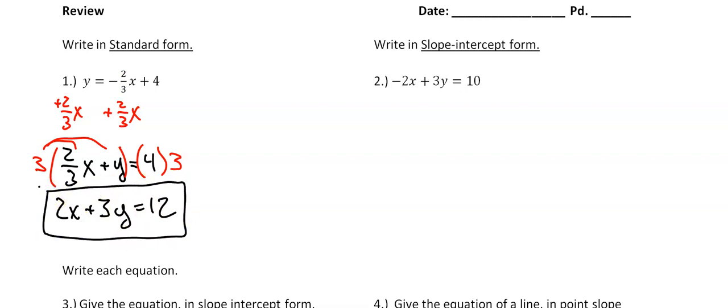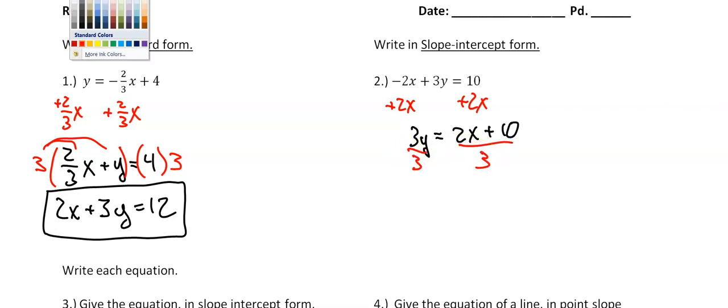The next one asks me to write this one in slope-intercept form. Slope-intercept form, anytime, no matter what format it's already in, to put it in slope-intercept form, I have to solve for y. So here I've got to move the x over to the other side. Since it's a negative 2x, I'm going to add 2x to each side. That leaves me the 3y equals 2x plus 10. And now I have to divide each side by the 3. Again, I'm just solving for y.